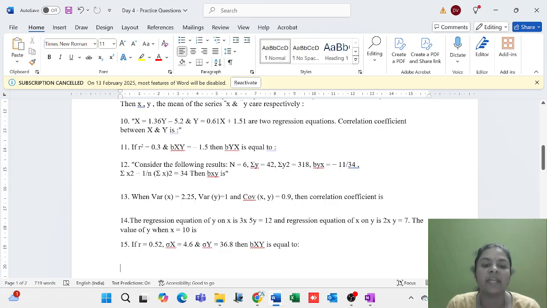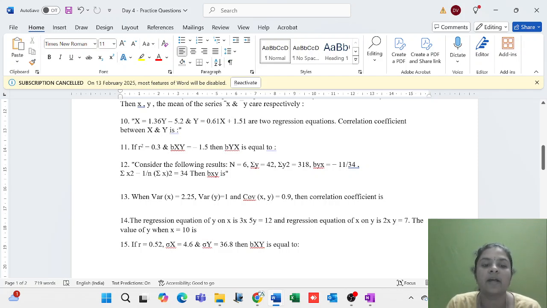13th, variance of x is given, variance of y is given, covariance is given, correlation is equal to. So, correlation coefficient is equal to covariance of xy divided by standard deviation of x into standard deviation of y. So, for standard deviation, what you will do? You will take the square root of the variances.